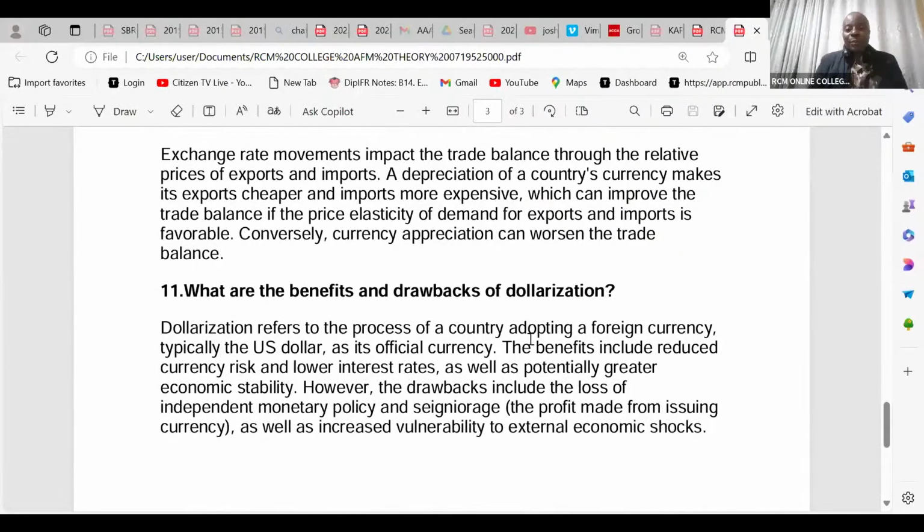Dollarization refers to the process of a country adopting a foreign currency, typically the US dollar, as its official currency. Of course, the benefits include reduced currency risk and lower interest rates, as well as potentially greater economic stability. However, the drawbacks include the loss of independent monetary policy and seigniorage, the profit made from issuing currency, as well as increased vulnerability to external economic shocks.